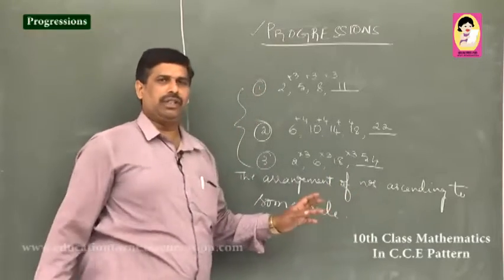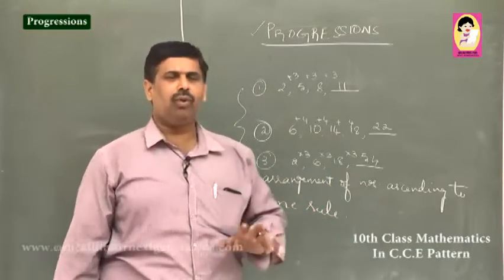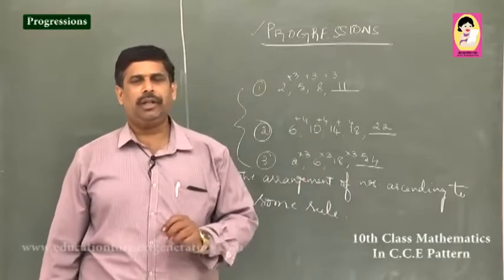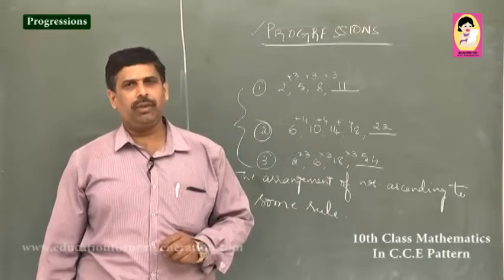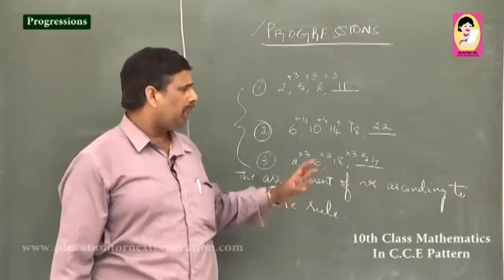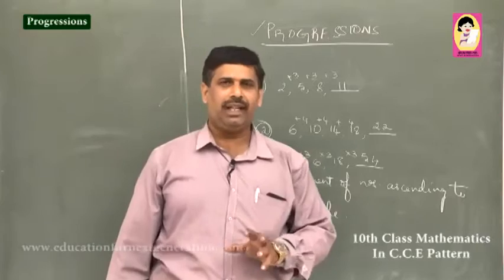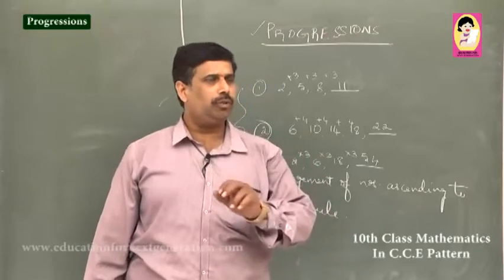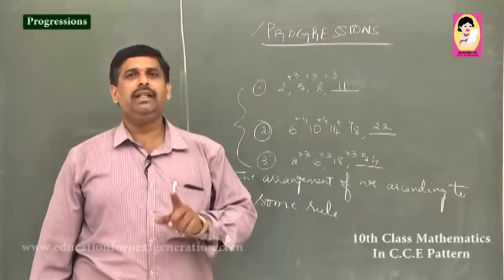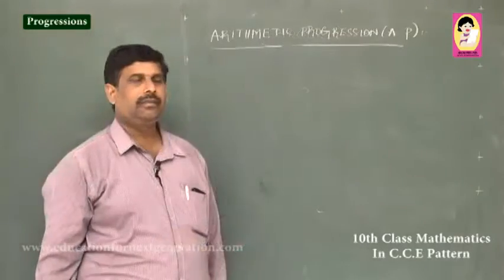They are progressions. So basically, we have got so many types of progressions. We have arithmetic progression, geometric progression, harmonic progression, and we have got arithmetico-geometric progressions. So there are so many kinds, but when it comes to your 10th class, it is restricted to only 2 progressions we need to discuss. They are arithmetic progression and geometric progression.